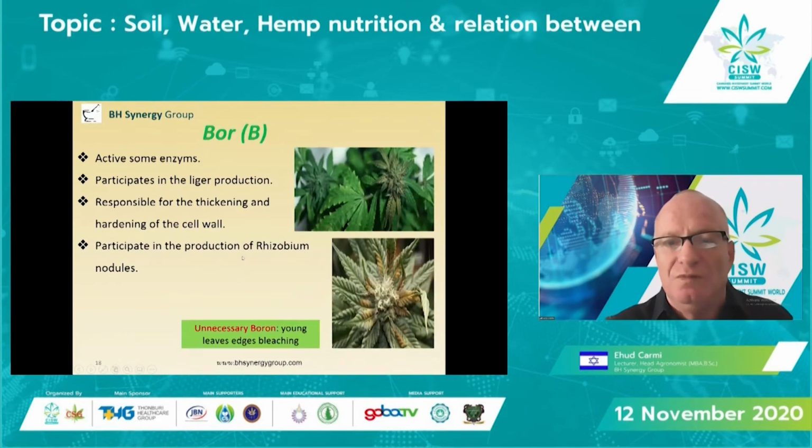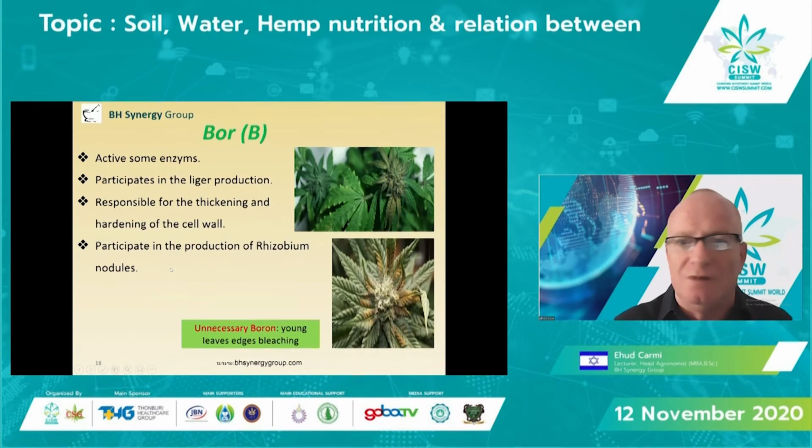Boron, I told you, even in less than a promille, is needed for the plant, but it's most important to activate some enzymes. And it's most important for the thickening and hardening of the cell wall. But from the other side, a little bit too much, more than 0.01, and it can be toxic for crops and cause some damage.